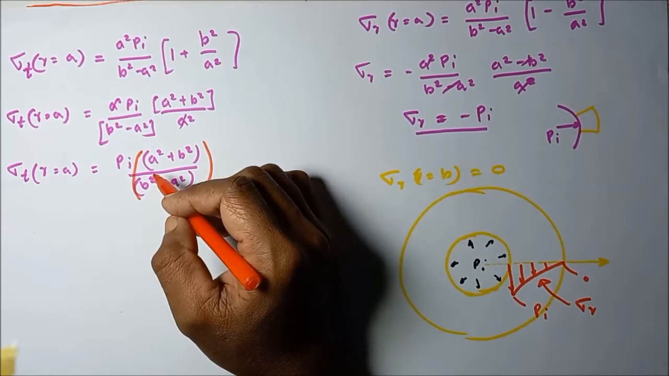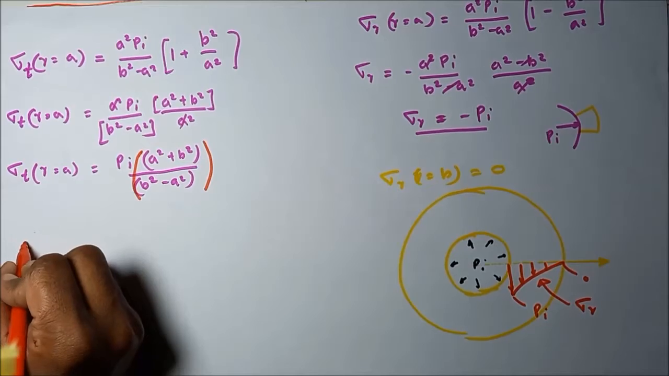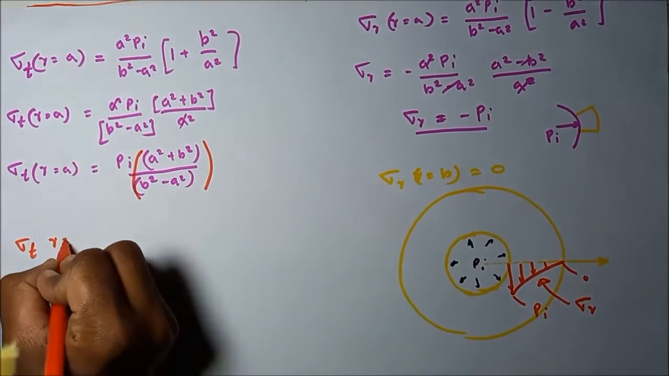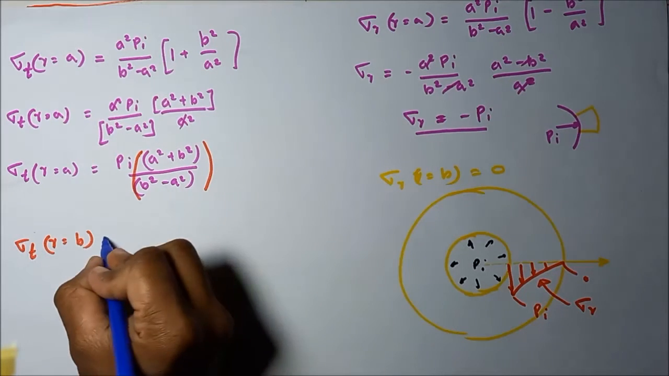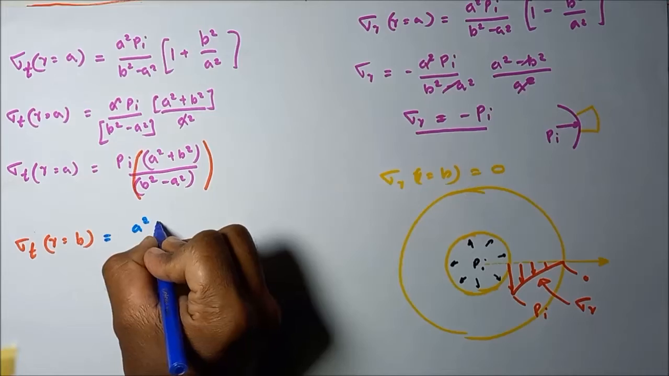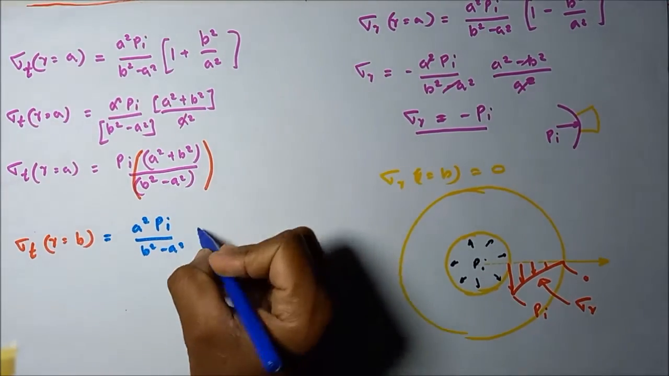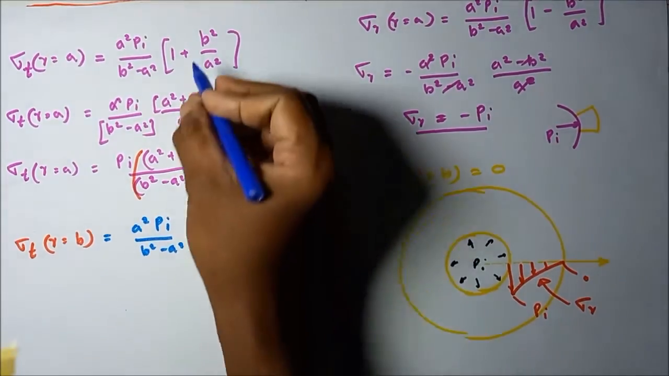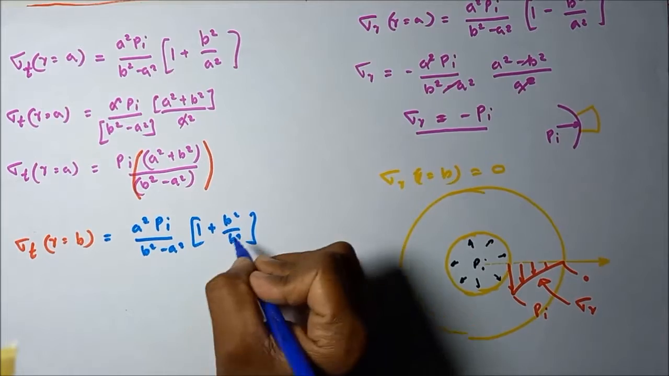So the developed tangential stress at the inner surface is always greater than the internal pressure. Then let me find sigma T at R equal to B. Let's find that one. Then what happens? A square Pi over B square minus A square, times 1 plus B square divided by B square, that is equal to 2.